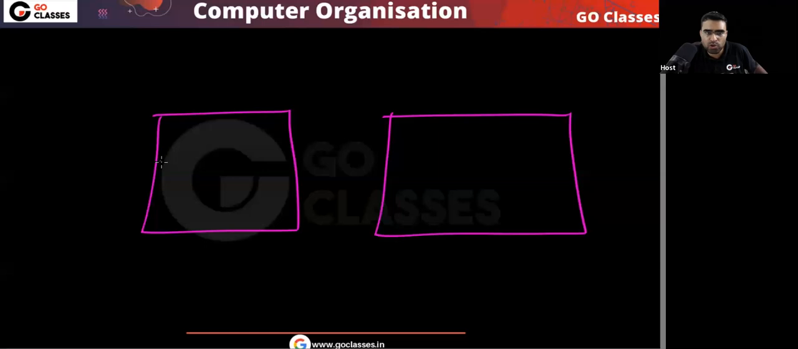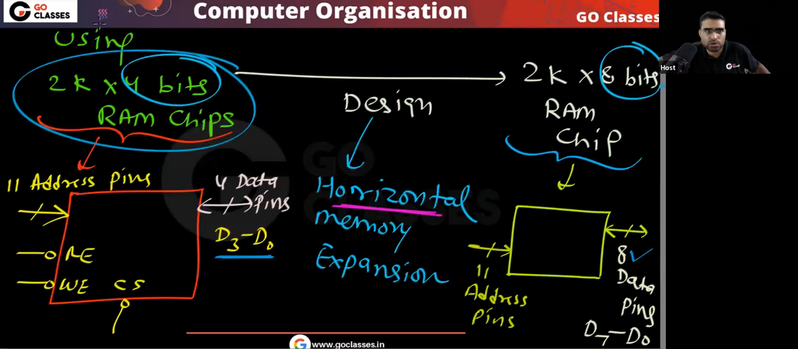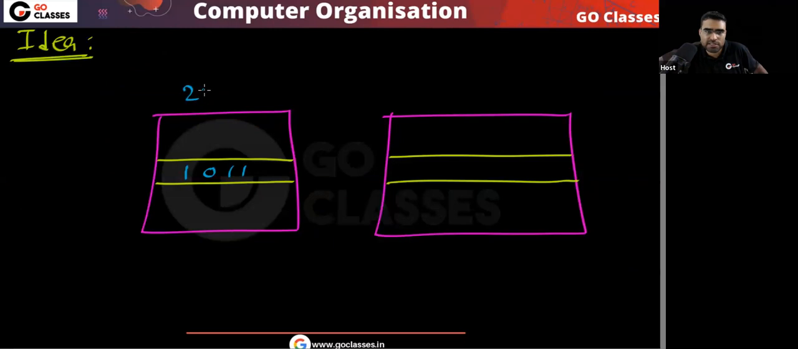Let me first tell you the idea. The idea of horizontal expansion is this: here you have 4 bits, right? Yes or no? Here you have 4 bits because it is 2K by 4. These are the chips that you have, 2K by 4. This is also a 2K by 4 chip. So there are 4 bits here on this address.